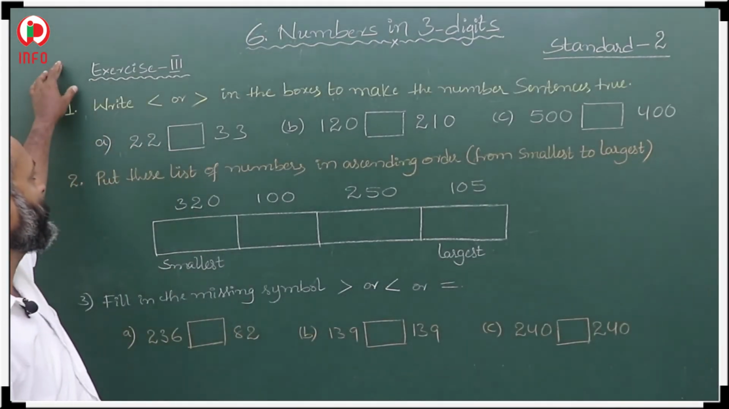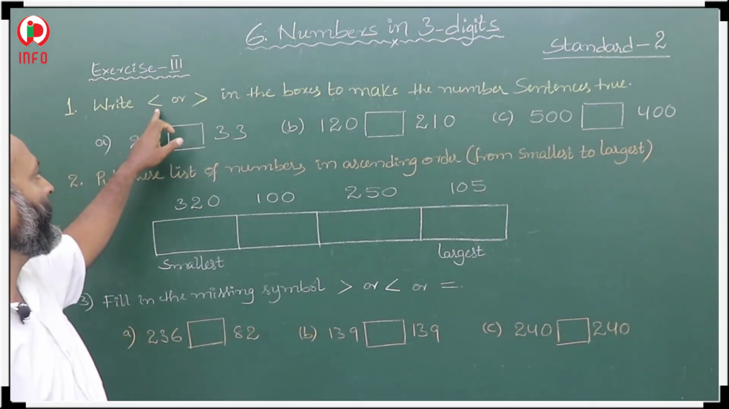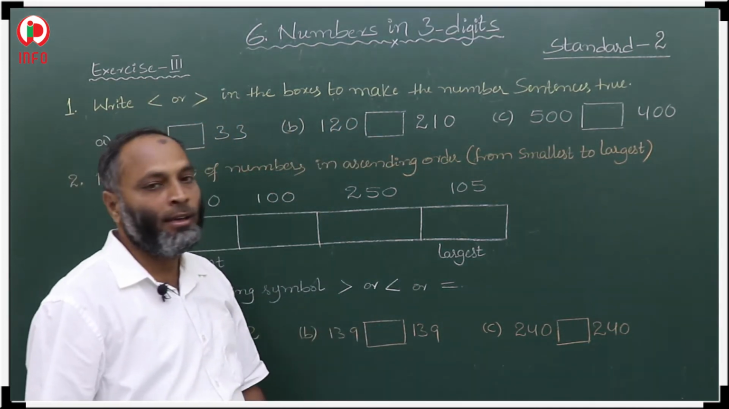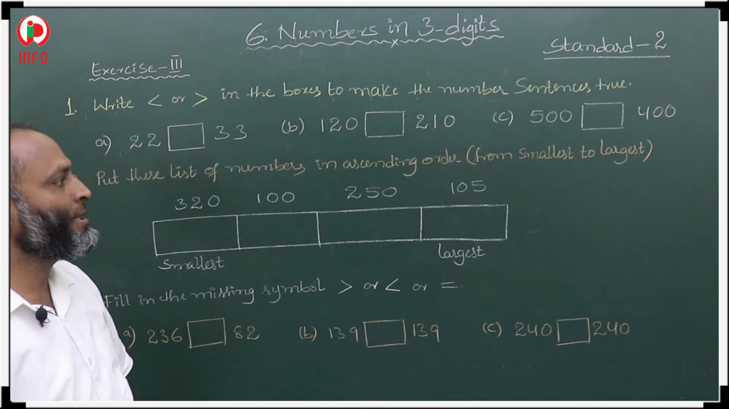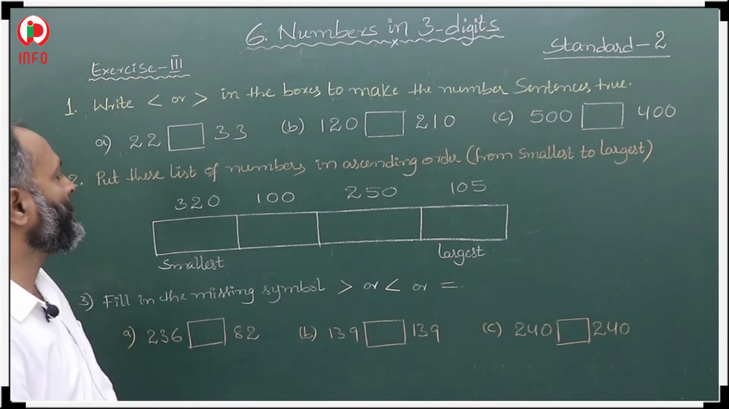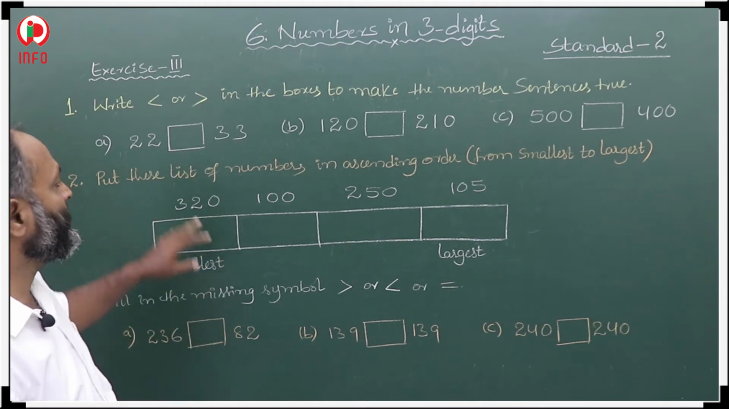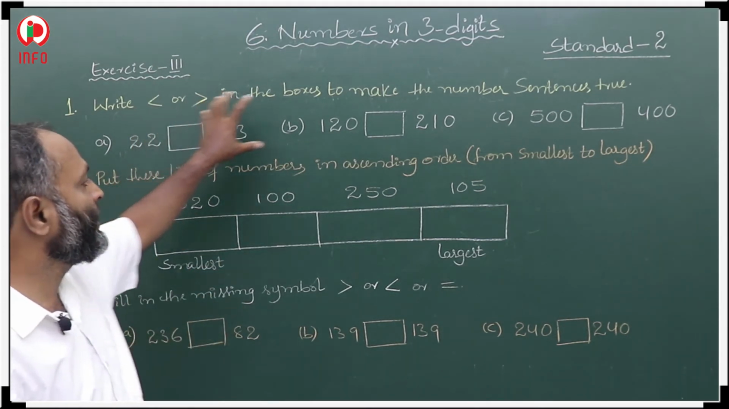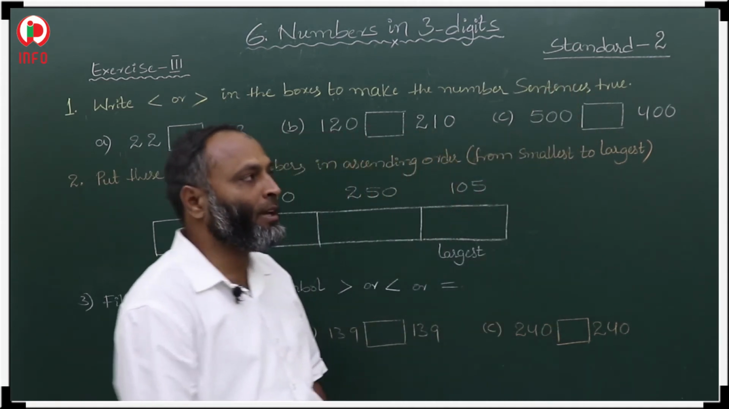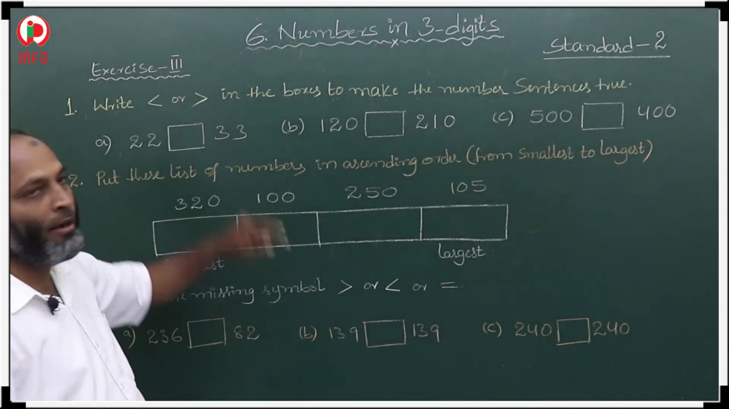Now, here in exercise three, we have to write less than or greater than in the boxes. Make the number sentence true. Here three number sentences are given. This is the first, this is the second, and this is the third. In these we have to keep less than or greater than.